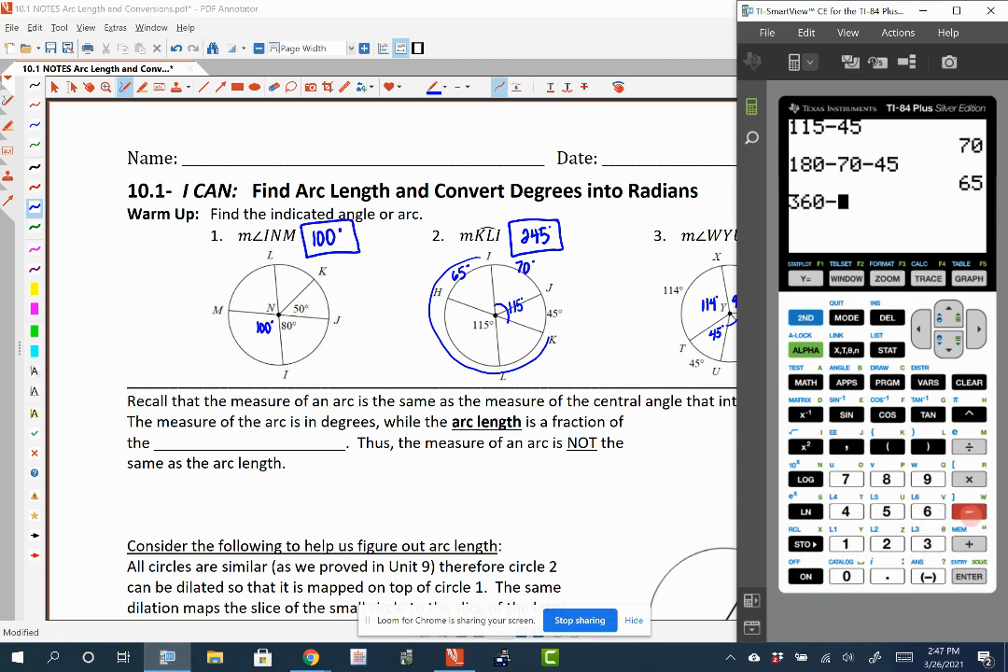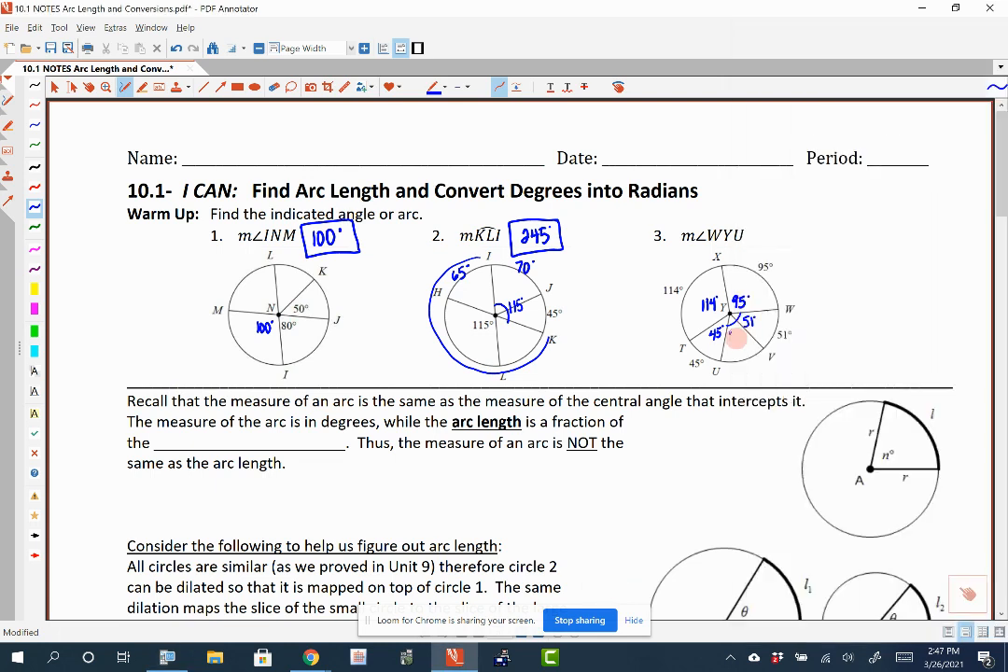So 360 minus 51 minus 90 minus 114 minus 45, and we get 60 degrees. Oh, whoops, I didn't do that right. Let me try that again. 360 minus 51 minus 95, excuse me on that one, minus 114 minus 45. There we go. So 55 degrees would be that missing angle in there. So to add those two together, we'd get 106. So our missing angle would be 106.